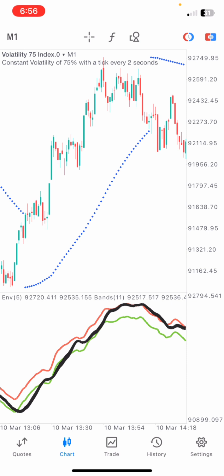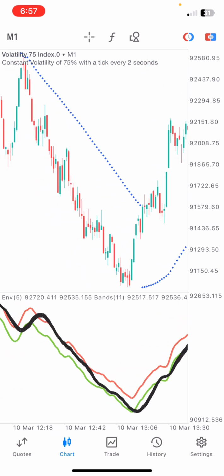So today I'm going to be showing you guys this Volatility 75 Index strategy, and this strategy is one of the strategies you can use to scalp, and it works for both buy and sell. You just have to follow the rules of the strategy and it will be good.